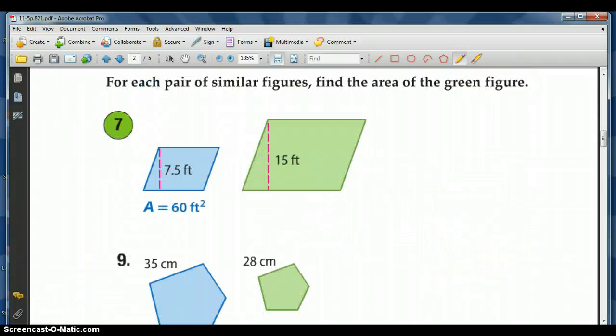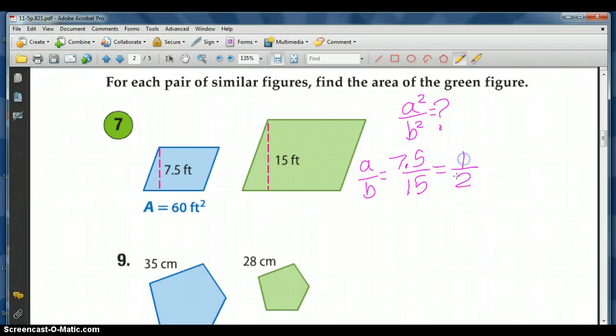Number 7, for each pair of similar figures, find the area of the green figure. So we need our a squared to b squared ratio. We know our a to b ratio of blue to green is 7.5 to 15, or 7.5 goes into 15 two times, so I can simplify this. This is a 1 to 2 ratio. So therefore our a squared to b squared ratio would be 1 squared is 1, 2 squared is 4.